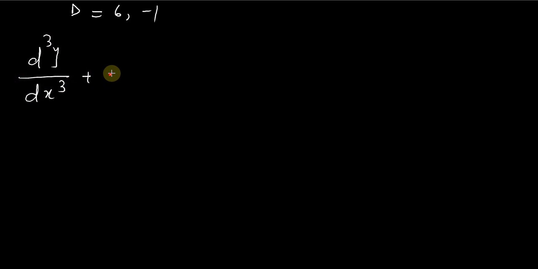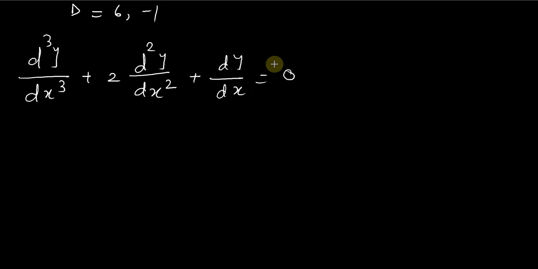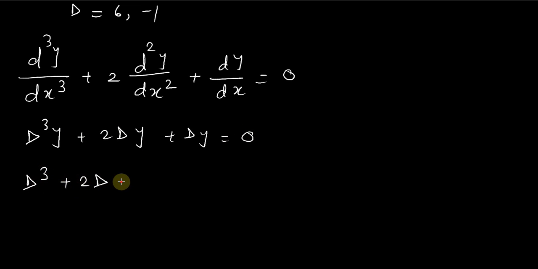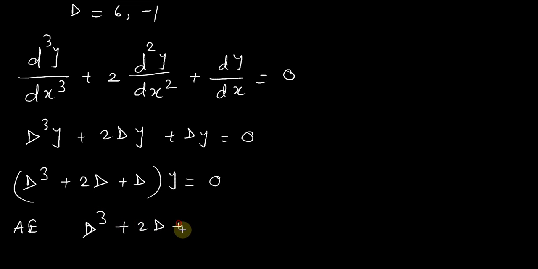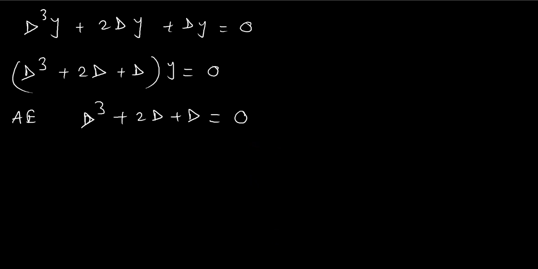D cube y by dx cube plus 2 d square y by dx square plus dy by dx is equal to 0. So first, write using operator D, taking y common. Equate this bracket of D to 0, we get the auxiliary equation. Find the values of D now. Since the degree of this polynomial in D is 3, we will get how many values? 3 values of this equation.